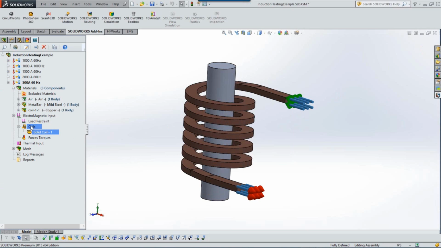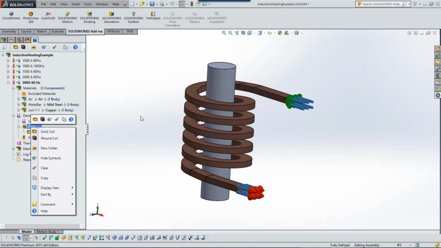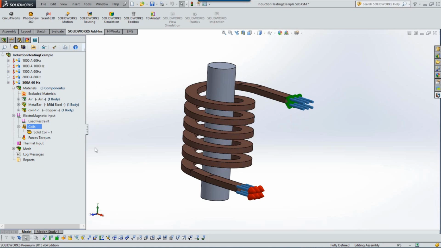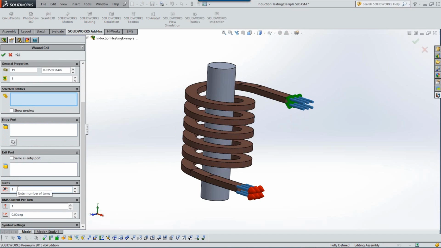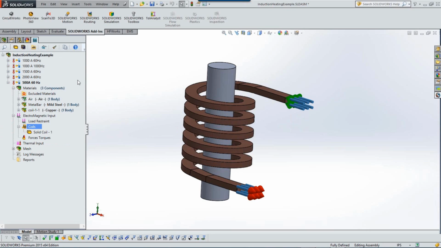So EMS actually has 2 types of coils. You have a solid coil if you want to model a coil, or if you just want to model a coil as an annular region, then you have what is called a wound coil. When you define a wound coil, in addition to selecting the coils, you also define the wire gauge of the wires involved and how many turns of wire that you use. Okay, so that's the difference between a solid coil and a wound coil.